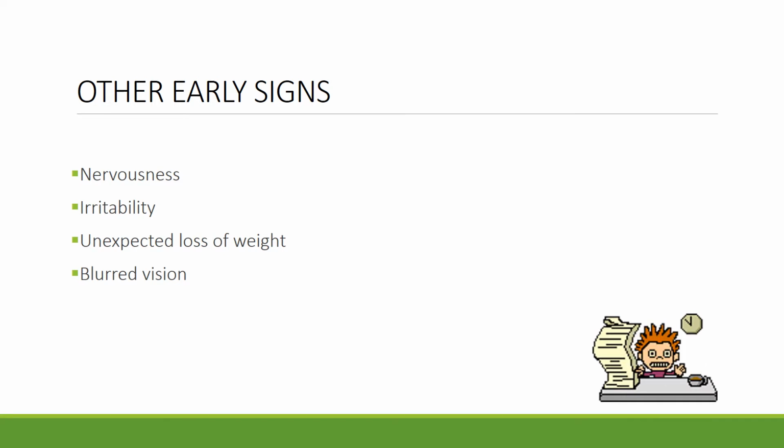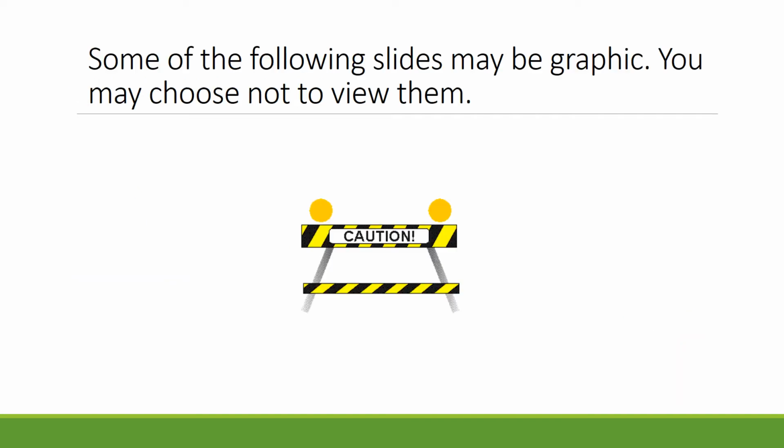There are other early signs of diabetes mellitus, and they include nervousness or jitteriness, irritability, and unexpected weight loss, and we're talking 10 to 15 pounds over maybe a month to 6 weeks, and blurred vision. The following slides deal with long-term effects of diabetes, and some of them may be graphic. You may choose not to view them, but if you view them, please view with caution.